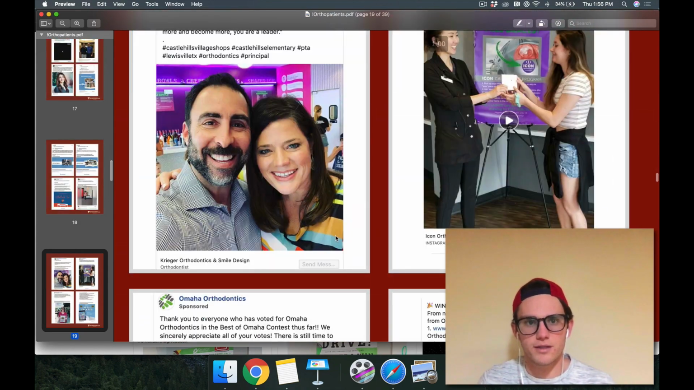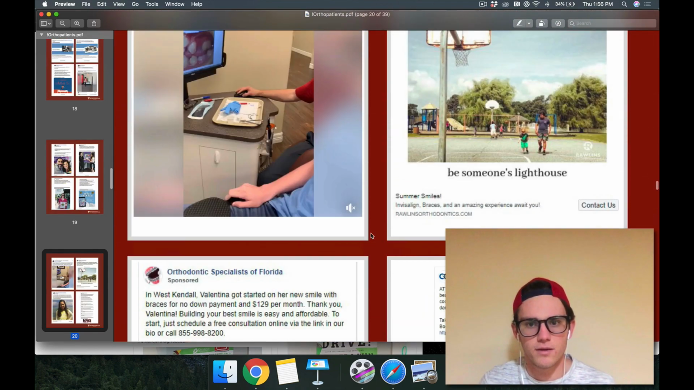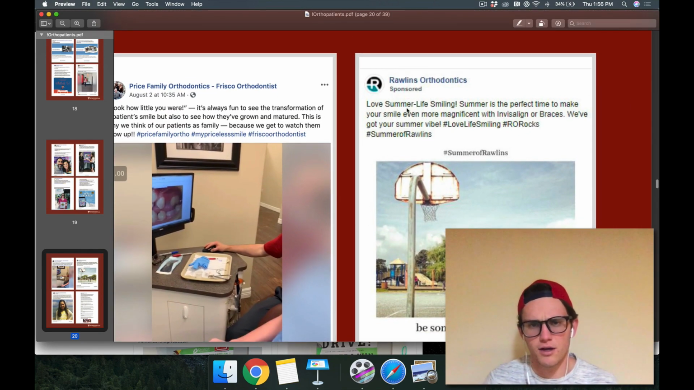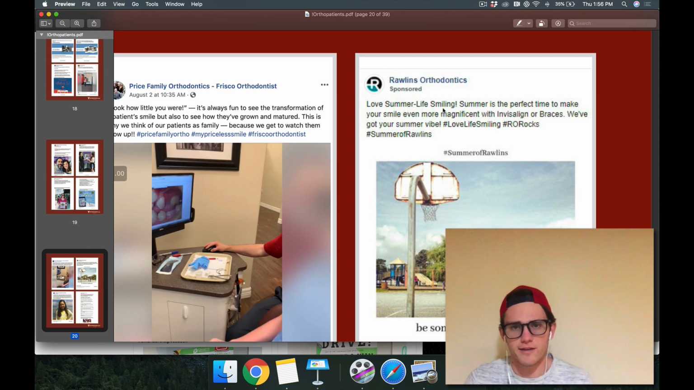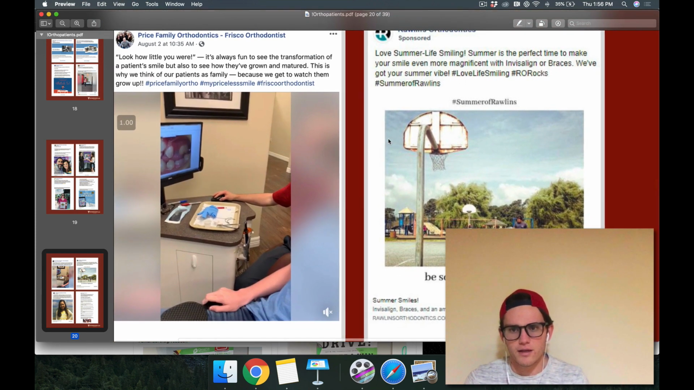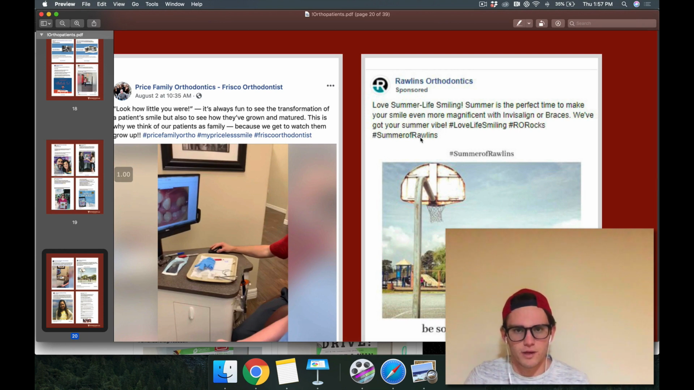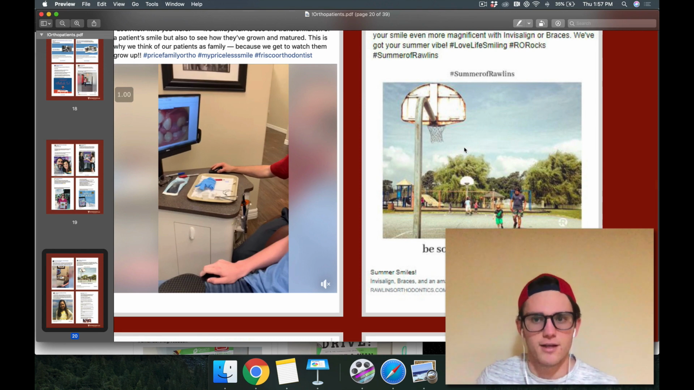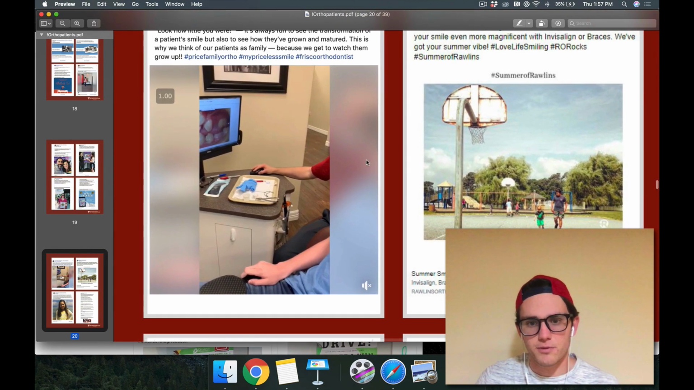Let's look at one more example. These ones I didn't really totally understand. They did a long campaign, but love summer life smiling. Summer is the perfect time to make your smile even more magnificent with Invisalign braces. We've got your summer vibe. And then this picture that doesn't really have a ton to do with what they're saying here. And then contact us. So again, this is only awareness. I'm almost certain that this contact us page just takes you to a website, which at the end of the day doesn't really help you actually get in contact with these people.